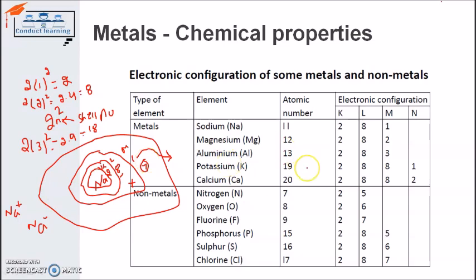In the same way, the electron configurations of other metals and non-metals are also given. For magnesium it is 2, 8, 2, for aluminum it is 2, 8, 3, potassium 2, 8, 8, 1 and calcium 2, 8, 8, 2. So in this way the electron configuration is given.